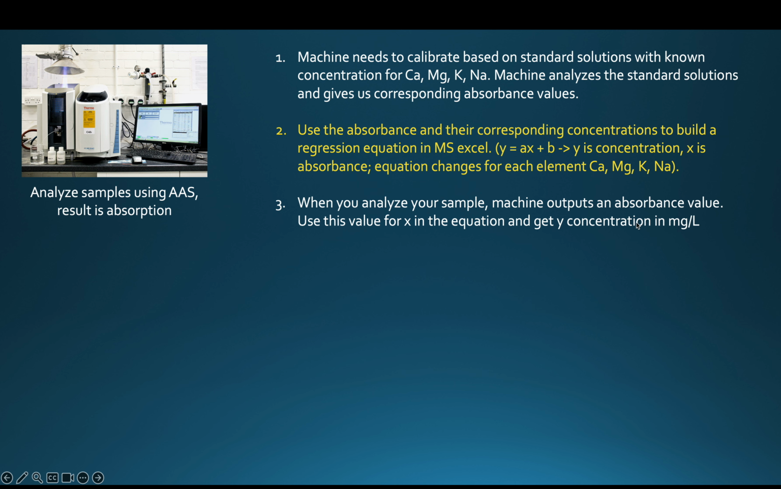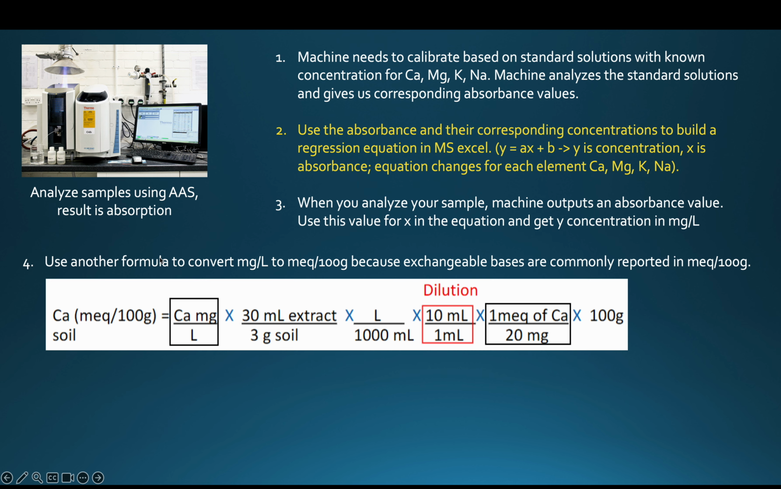So again, the machine outputs an absorbance value. We place that as X in the equation, and we solve for Y, the concentration. So this example is for calcium. I say this is an example for calcium because obviously the sample itself here is what we're going to be hopefully inputting in from our line formula.